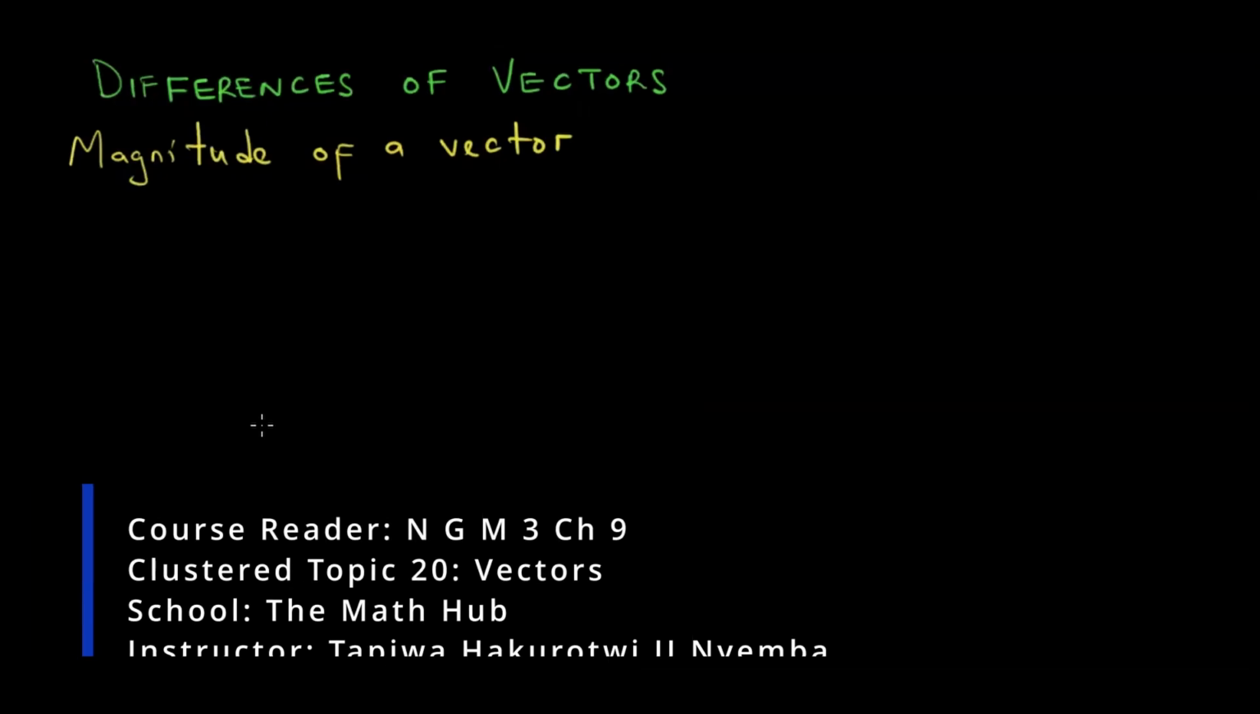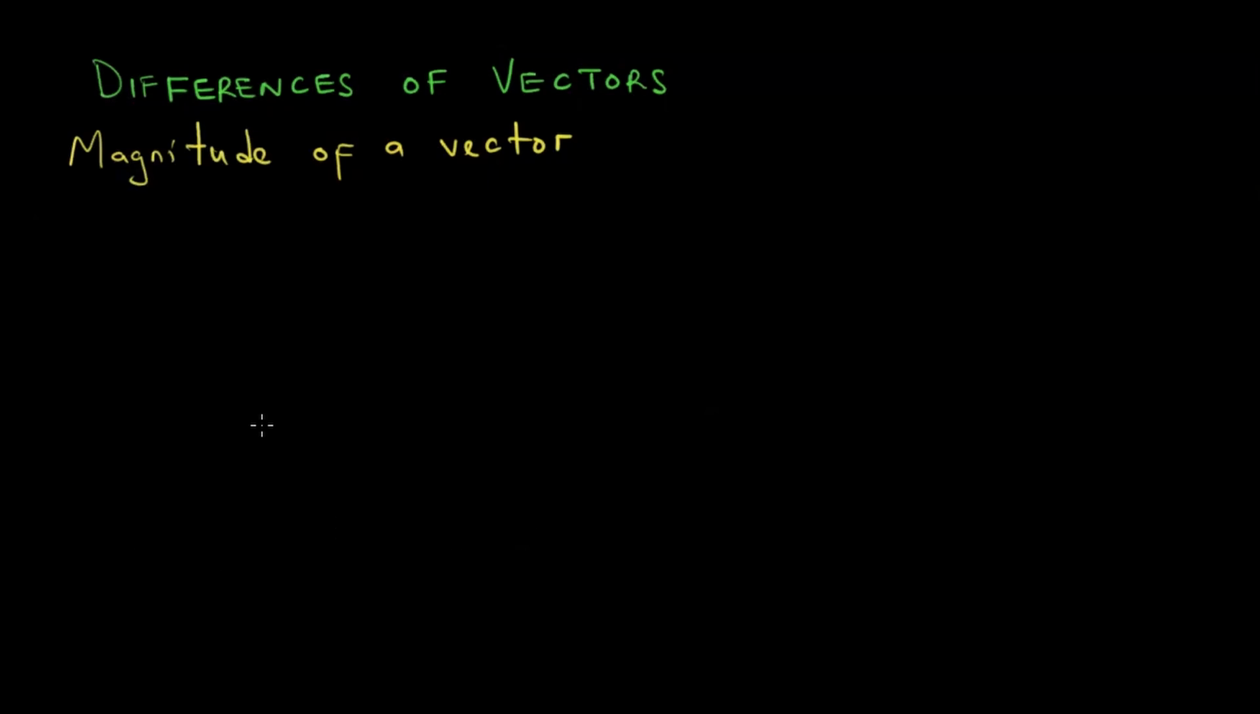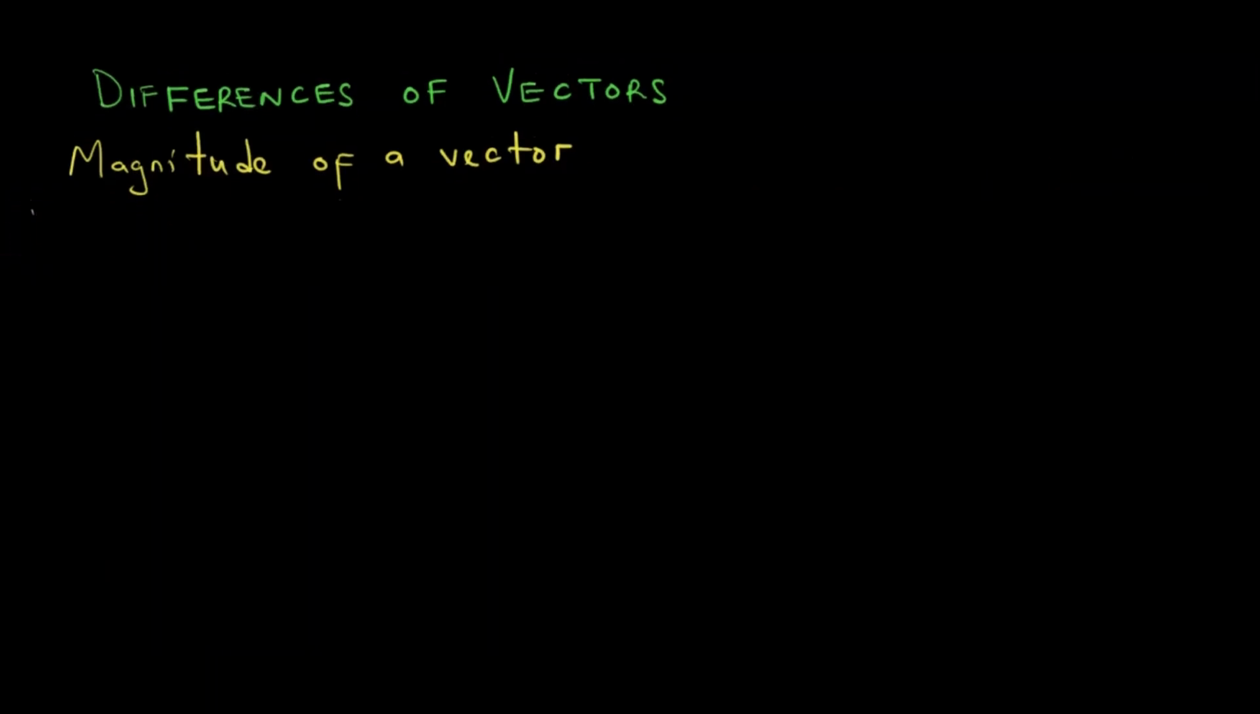In our previous lesson, takaita the addition of vectors. In this lesson, tinoda kuita differences of vectors, tichitanga the magnitude of a vector. But before we go anyway, tiri kuda kurangaridzana what we called the definition of a vector.